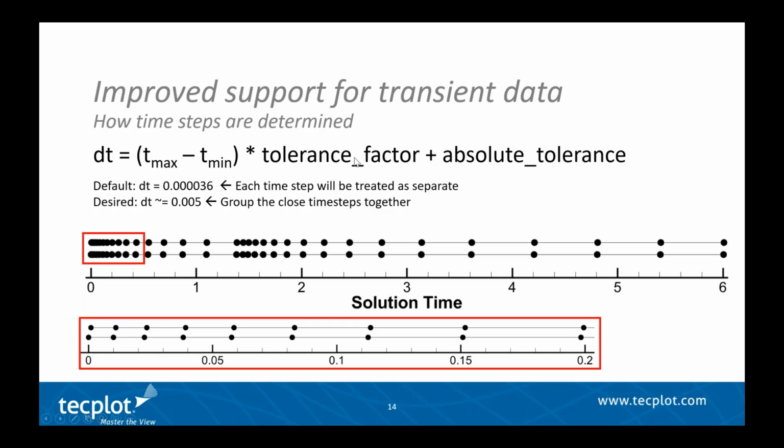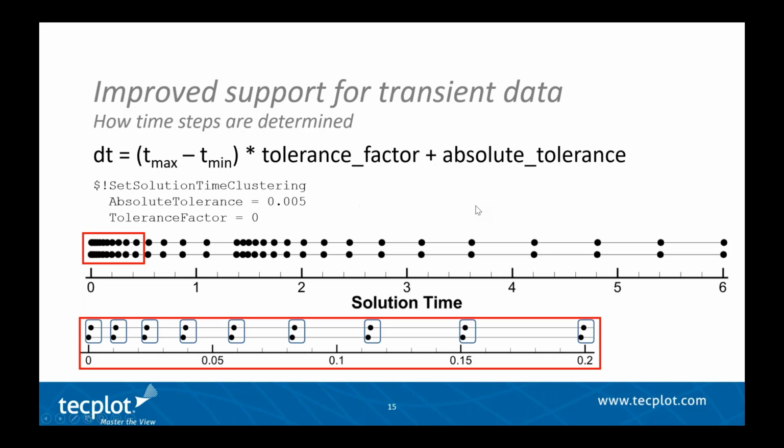We've made a change so this tolerance factor and this absolute tolerance can be defined by the user. In this case, we're setting up what we call solution time clustering. In order to get these two sets of data grouped together, we're giving it an absolute tolerance of 0.005, which is represented by this little blue box here. Any data within this blue box range is going to be considered at the same time step. So it allows you to march through time.